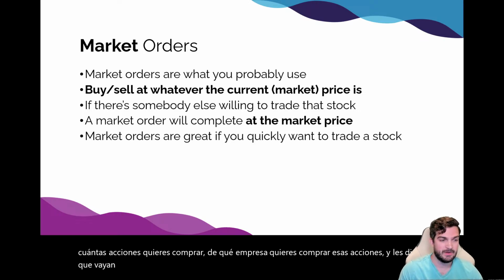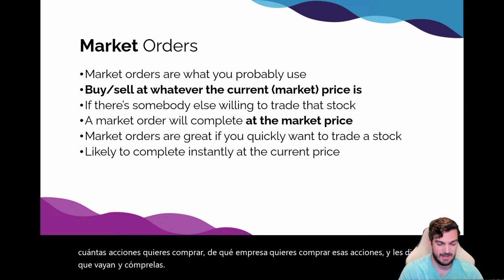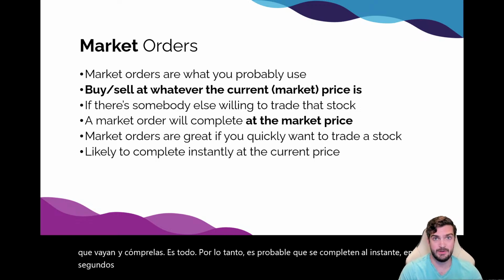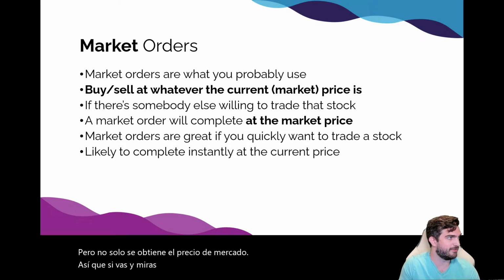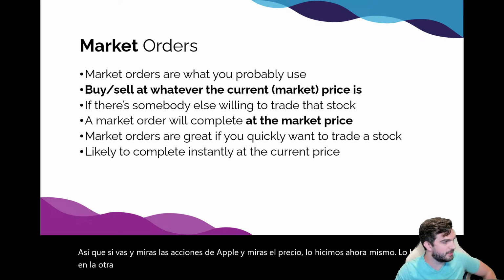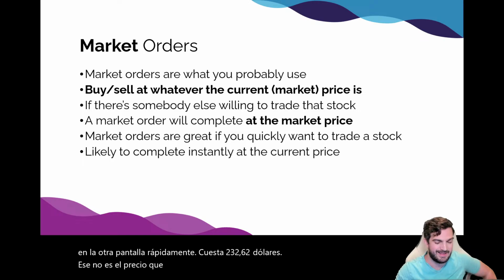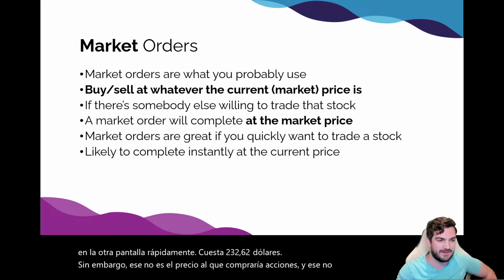That's all. So they're likely to complete instantly. Within literal seconds, you can go from having money to technically having stock. But you don't just get the market price. So if you go and you look at the stock for Apple and you look at the price, we did that right now. I'll do that on the other screen just quickly. It's $232.62. That is not the price that I would buy shares at, though, and that is not the price that I would sell them at.